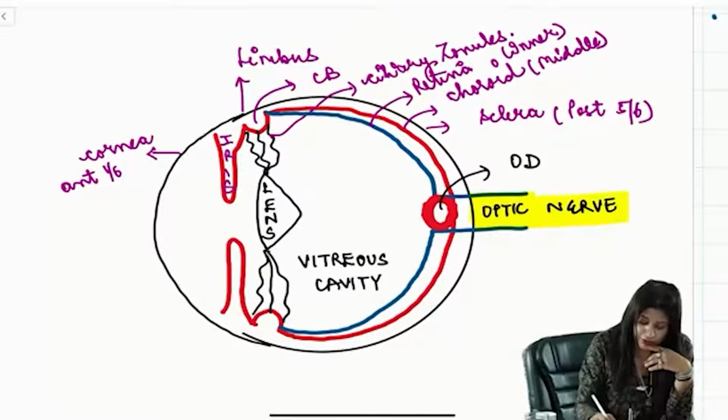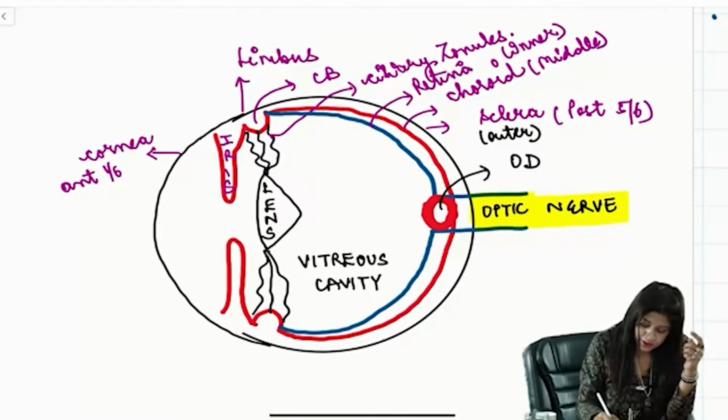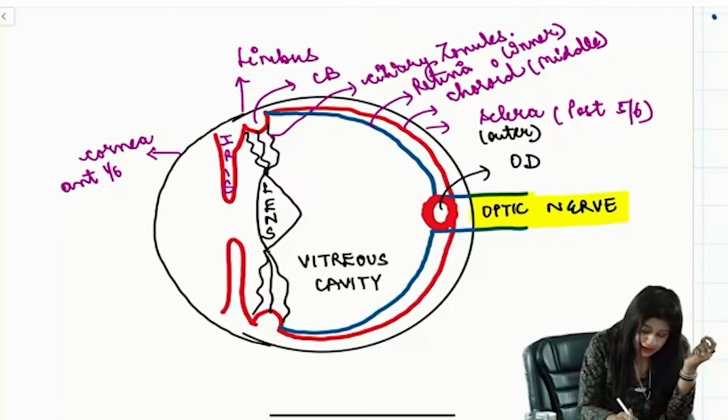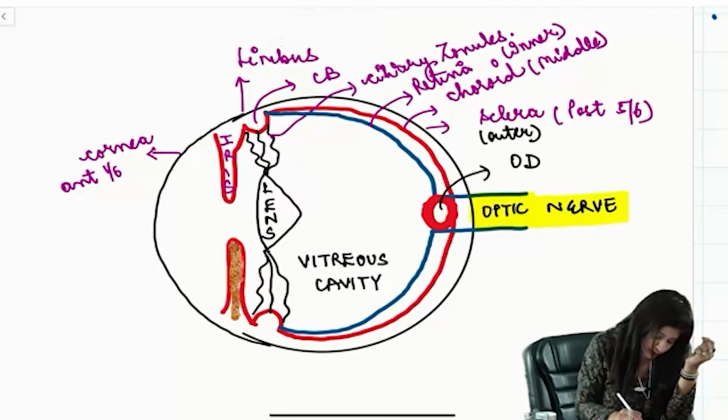So we have the inner coat, middle coat, outer coat, with the lens, with the ciliary zonules. The iris is brown colored, so you can also do a good brown color in the iris like this.